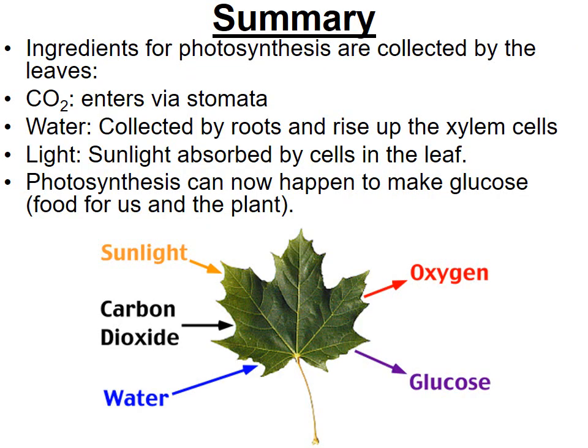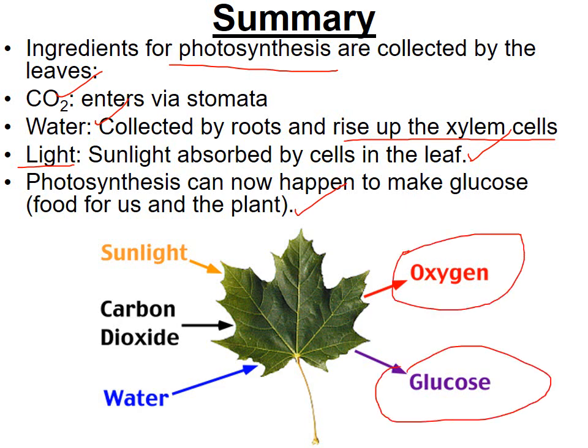This is a summary of everything we've seen so far. We saw the ingredients for photosynthesis and how they're collected. CO2 enters through the stomata, and water is collected by the roots and rises up via the xylem cells. We saw light collected by the leaves because they're nice and flat and have tightly packed areas of cells that have chloroplasts with chlorophyll pigment in them. And once you have all these ingredients, photosynthesis happens, and your glucose is produced and your oxygen is produced.